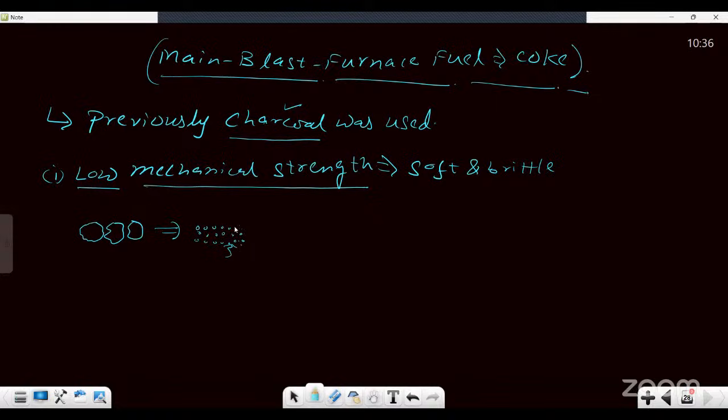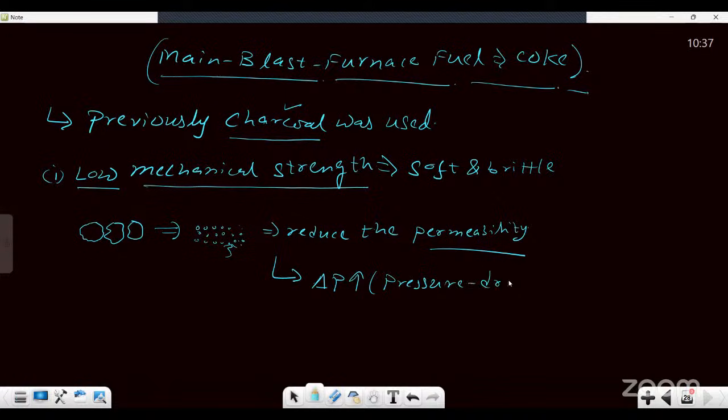Ultimately, these fines will choke the furnace and reduce the permeability. Permeability means the ability of the gases to pass through. And ultimately, all this will give rise to pressure drop. Delta P will increase. Delta P means the pressure drop. All this will increase the pressure drop and disturb the gas flow. So this is something which we need to understand, right?